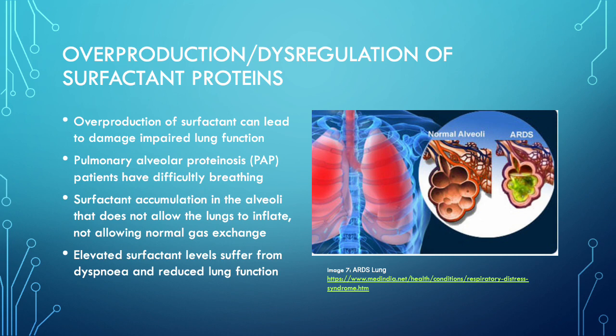Overproduction of surfactant can lead to impaired lung function. Pulmonary alveolar proteinosis, or PAP, patients have difficulty breathing, with surfactant accumulation in the alveoli that does not allow the lungs to inflate, not allowing normal gas exchange. Acquired PAP can come from hematological cancer, drugs, inhaled particulate matter, and infections. Patients with elevated surfactant levels suffer from dyspnea and reduced lung function.